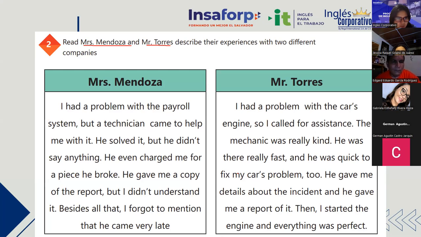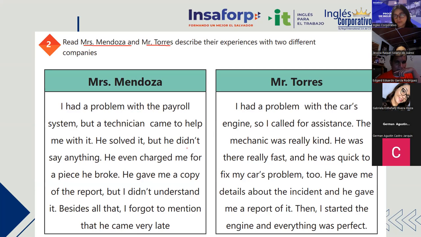Okay, Mrs. Mendoza says, I had a problem with the payroll system, but a technician came to help me with it. He solved it, but he didn't say anything. He even charged me for a piece he broke. He gave me a copy of the report, but I didn't understand it. Besides all that, I forgot to mention that he came very late.